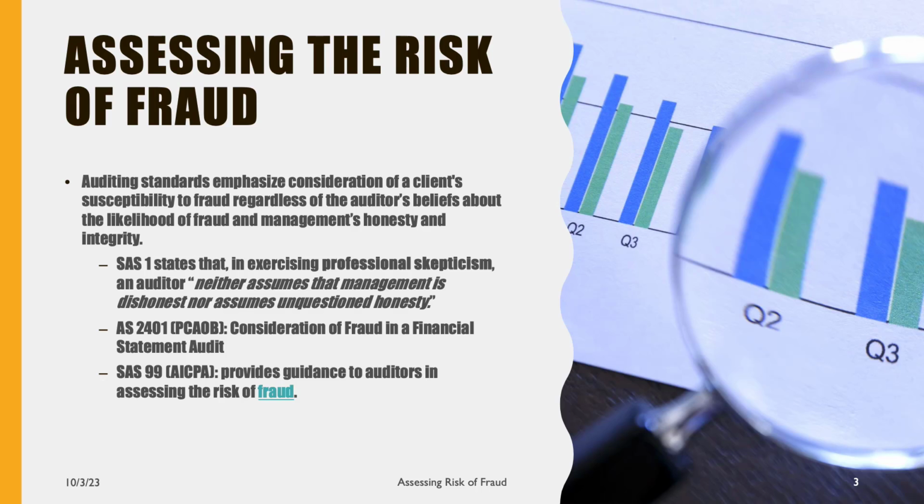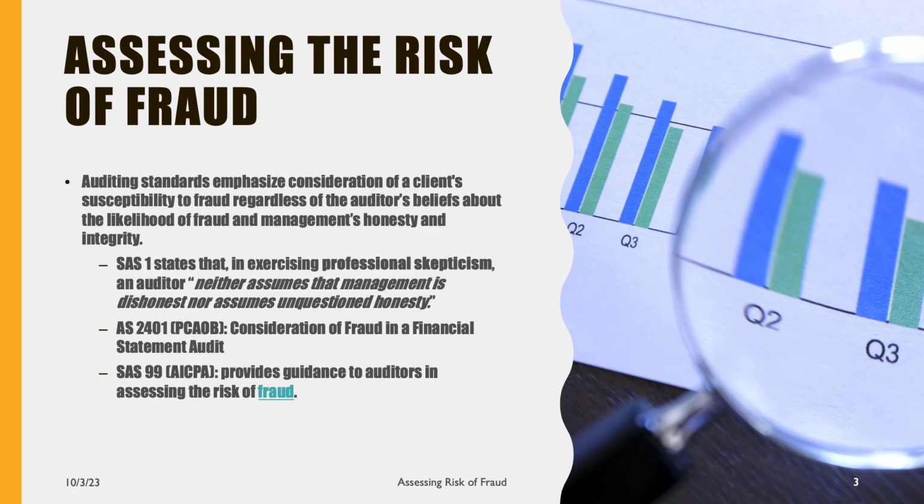AS 2401 also outlines procedures that auditors should perform to assess the risk of fraud, including evaluating fraud risk factors, considering the susceptibility of accounts and disclosures to fraud, and obtaining information from management and others within the organization. The standard provides guidance on how auditors should respond to identified fraud risks. This includes designing audit procedures specifically responsive to the assessed risk and considering the need for additional audit procedures.